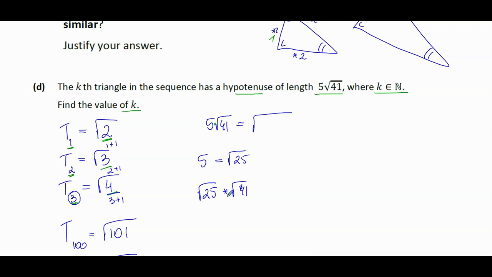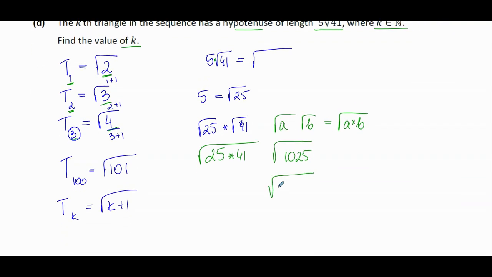So what can I do here? When you have two square roots with different numbers multiplied, you can write them under one square root and multiply. So that is 25 multiplied by 41. If we put that in the calculator, we get 1025. Since we understand that here we have k plus 1, the value of k is 1025 minus 1, which is 1024. So yes, k is 1024. That's how we got our number.